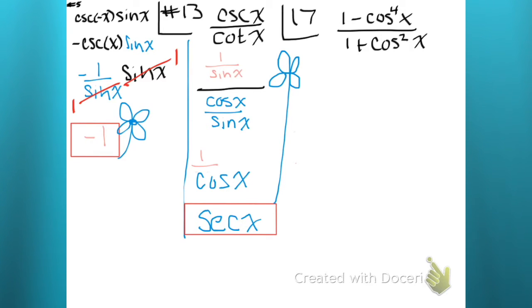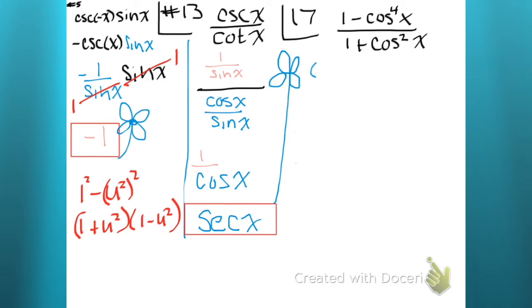I have a question. If I had 1 minus u to the 4th, that factors. It's the difference of squares. See, I have the difference of two squares. So then that's 1 plus u squared, 1 minus u squared. Why do I bring up this question? I can factor that numerator.